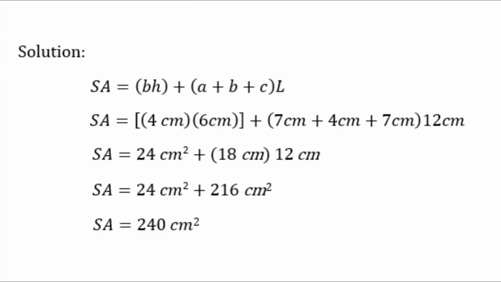In solving the given problem, the first thing you will need to do is to substitute the values in the formula. Next is to solve the problem, where you need to add first what's inside the parentheses, which are the 3 sides of the triangle. Next is to multiply the base and the height and also the value of length and the sum of the 3 sides of the triangle. Next is to add the products, and then you will get the answer, or you will get the surface area of the triangular prism. And lastly, don't forget to put the unit beside the answer, which is centimeter squared. So, that is the process of getting the surface area of a triangular prism.